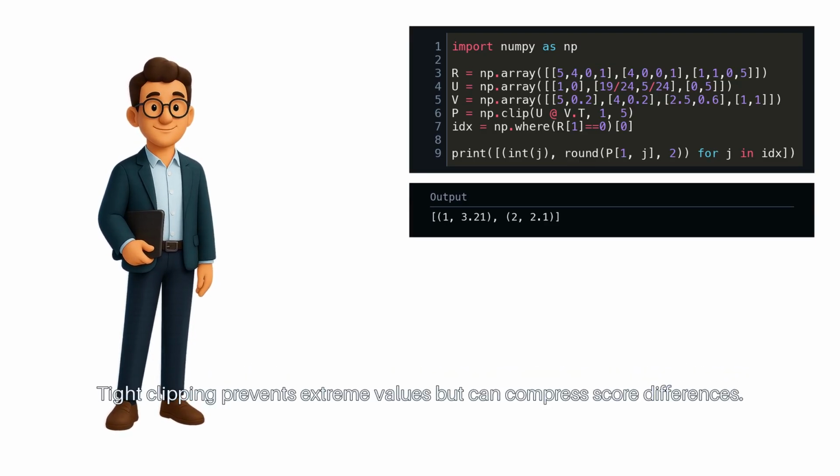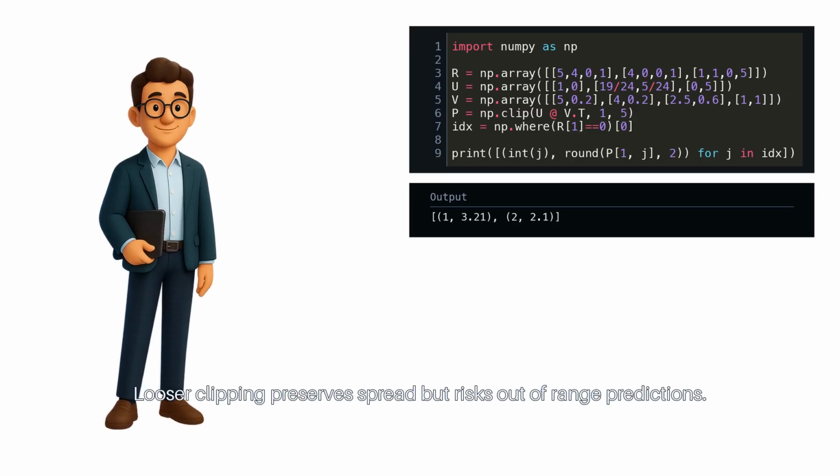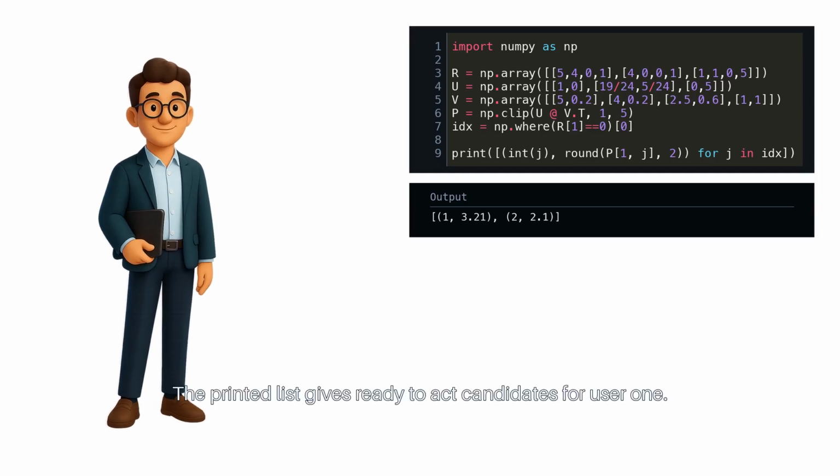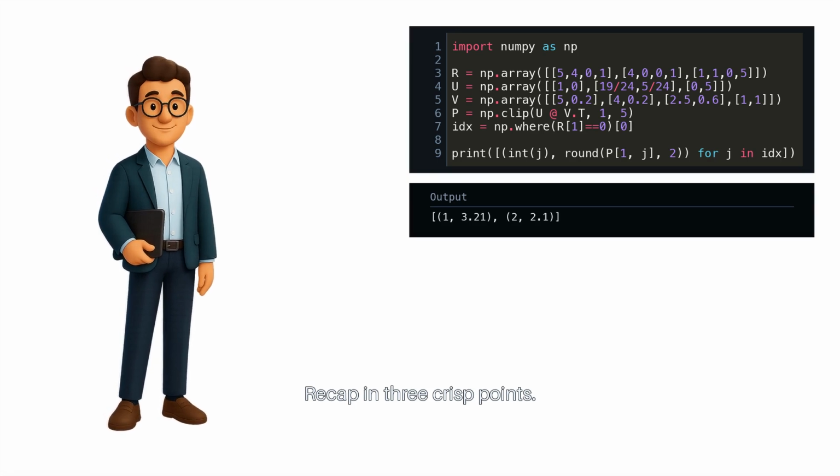Tight clipping prevents extreme values but can compress score differences. Looser clipping preserves spread, but risks out-of-range predictions. The printed list gives ready-to-act candidates for user 1. Recap in 3 crisp points.